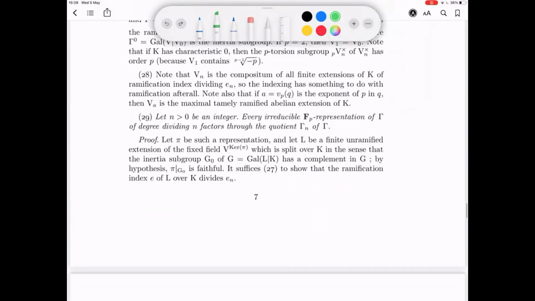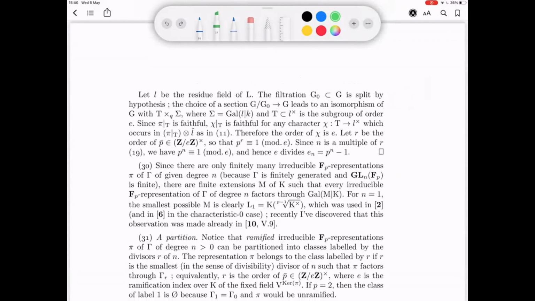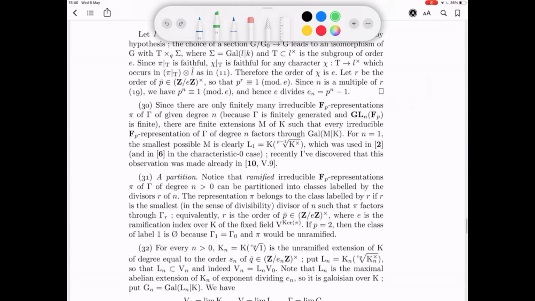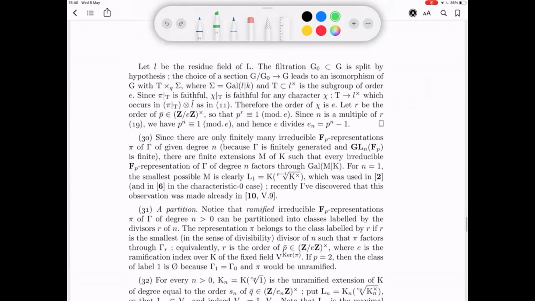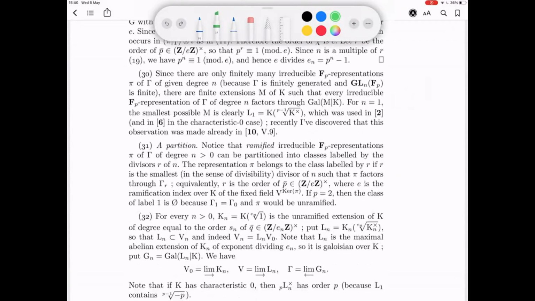Okay, so here's a proof, and you can just look at it. It's not very long.